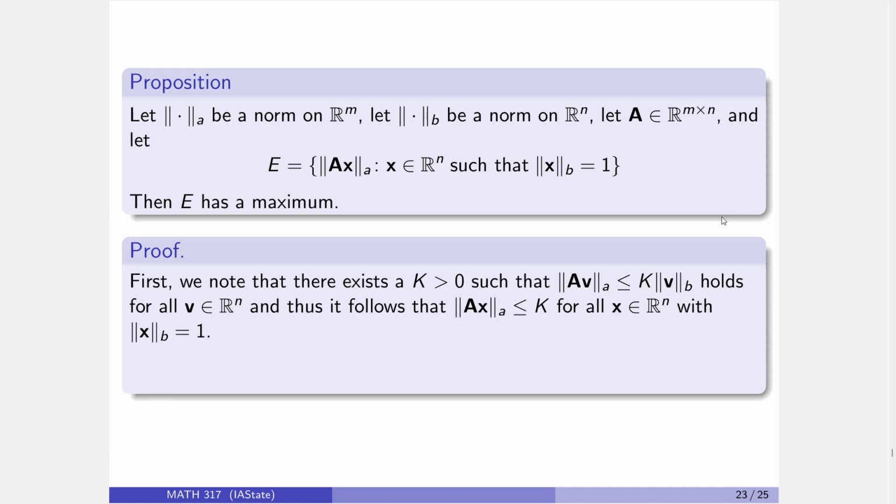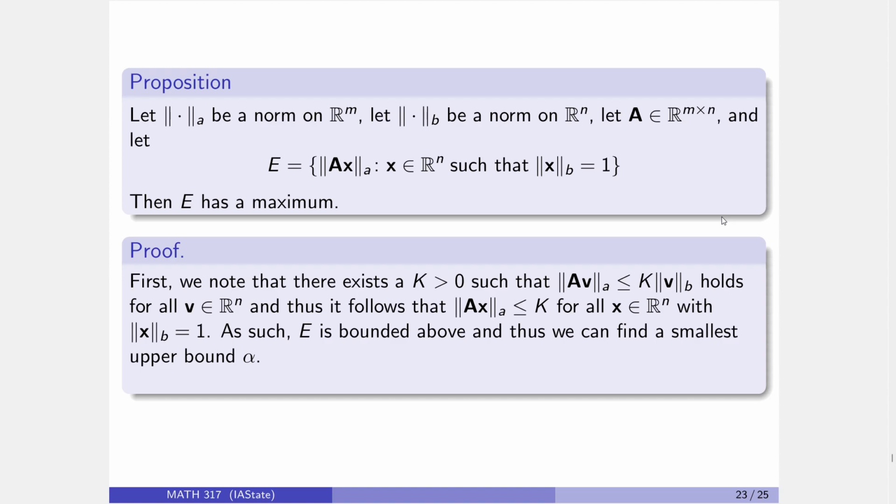Alright, now equipped with this, we prove the star of the show for today, which is that if I look at the lengths of A times x with respect to the A norm, and my vectors are all of length 1 with respect to my B norm, this set will have a maximum.